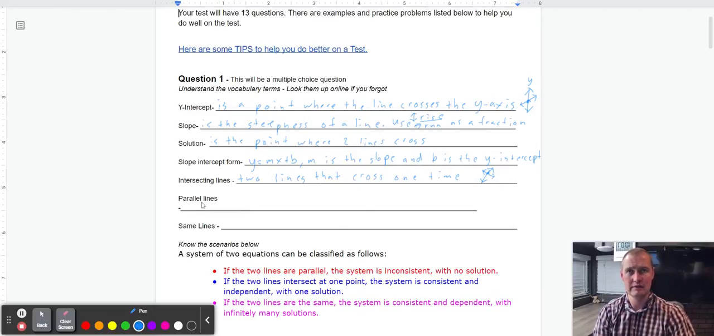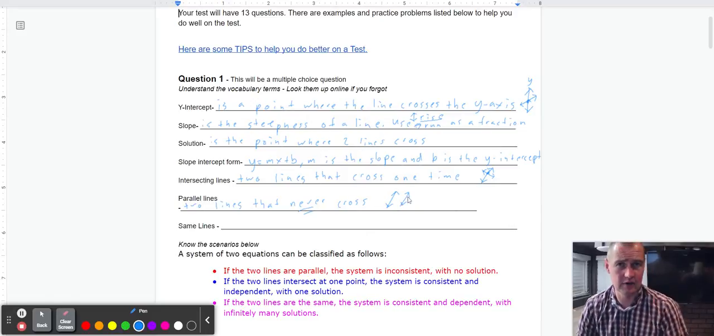Parallel lines, you have two lines that never cross. Okay, two lines that never cross. All right, so what do two parallel lines look like? They can look like 9th Street and Baseline, two streets that go along each other, but they never cross. They can look like railroad tracks or anything else that goes side by side but won't cross. So parallel lines are two lines that never cross.